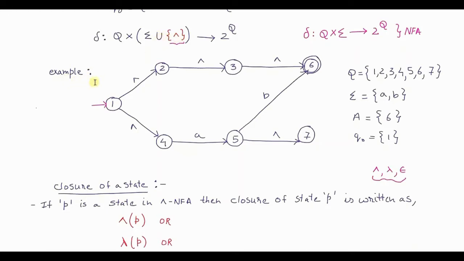Now as an example, you can just see this diagram. Here the set of states capital Q are 1, 2, 3, 4, 5, 6 and 7. So basically there are 1, 2, 3, 4, 5, 6 and 7.